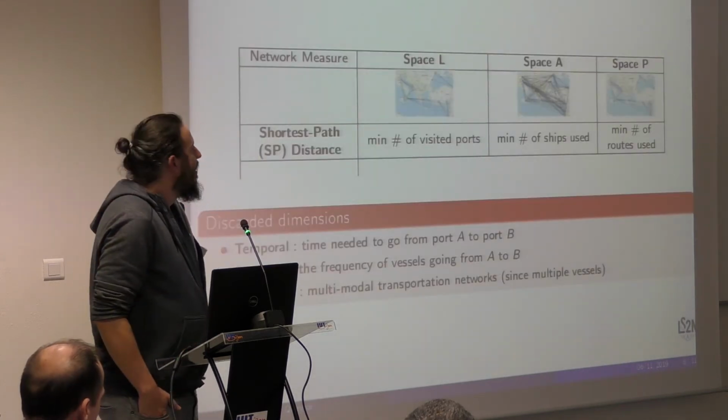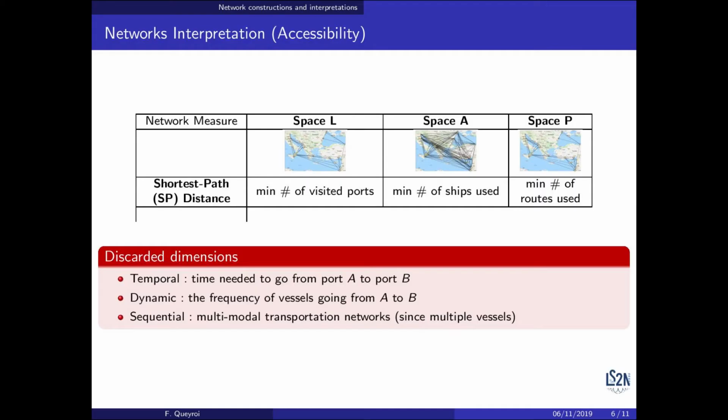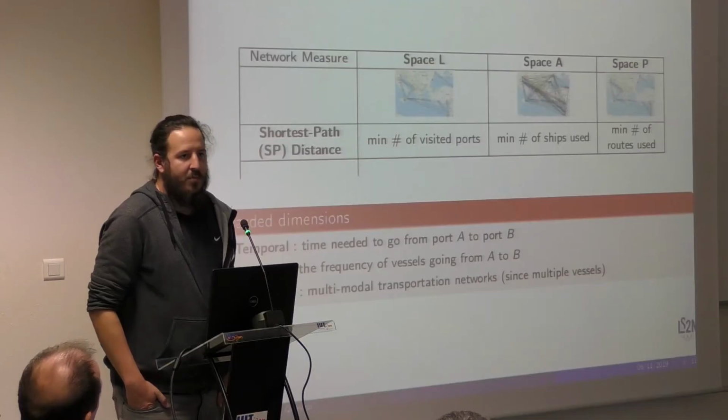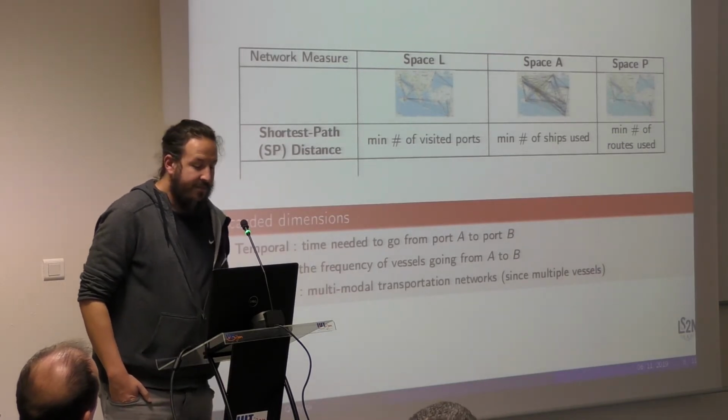So the same difference of interpretation can be made when looking at accessibility, for example, using shortest path distance. For example, in space L, the shortest path distance corresponds to the minimum number of visited ports in order to go from A to B.